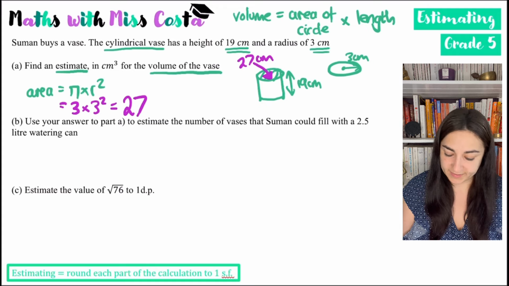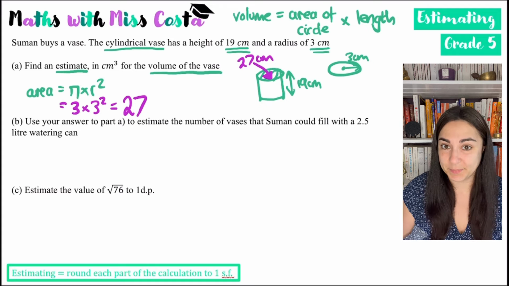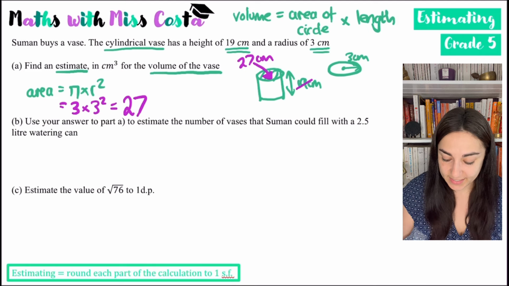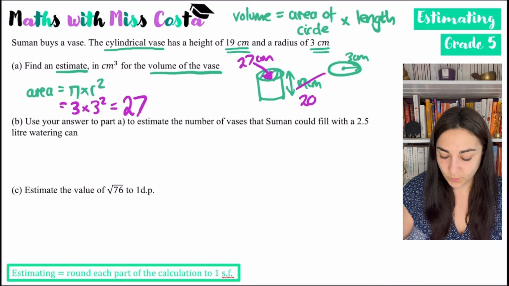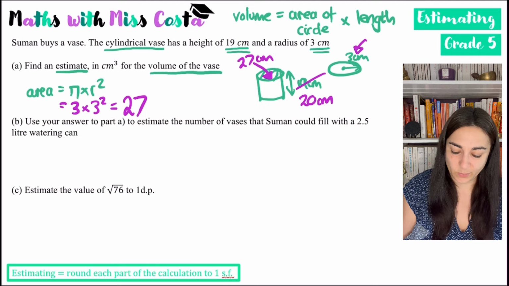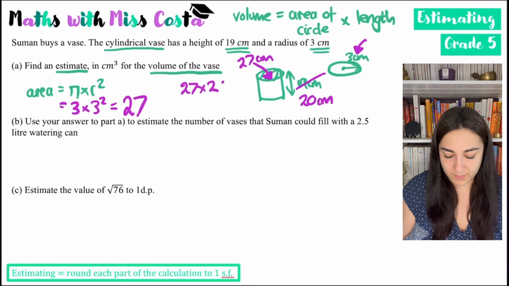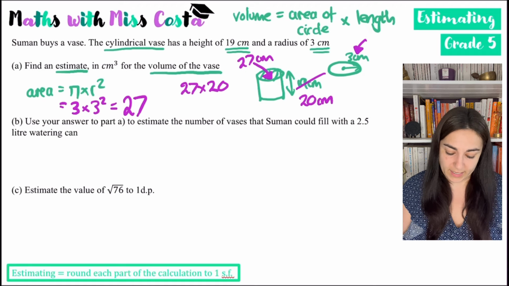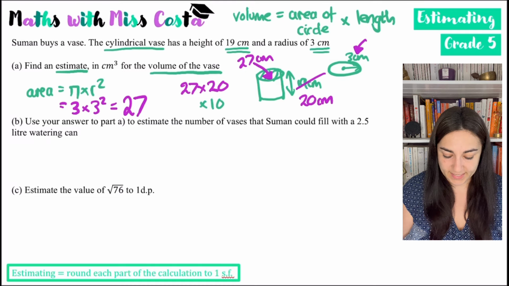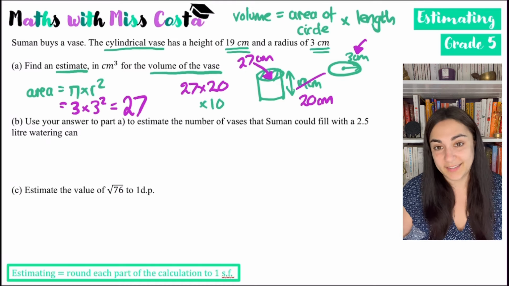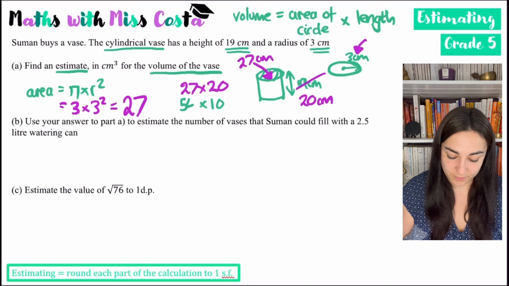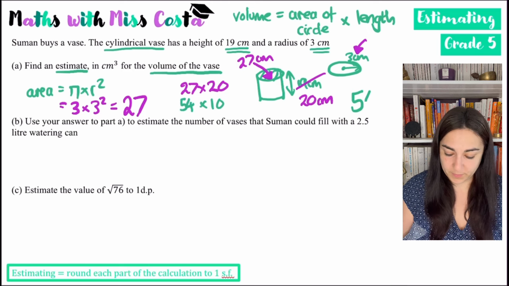And I know that the height is 19 centimetres, but I'm trying to do something that I can do in my head. So I round this to one significant figure, which is 20 centimetres. 3 is already one significant figure, so we don't need to worry about that. So 27 times 20. Remember, you can double and halve. If I halve this to make it 10, I'm going to have to double this. So 20 times 2 is 40. 7 times 2 is 14, so that would be 54. So my estimate would be 540 centimetres cubed.